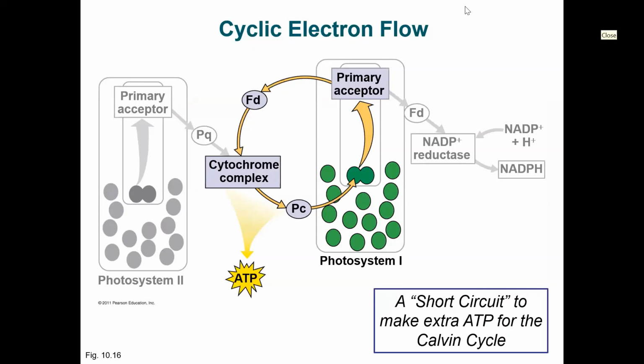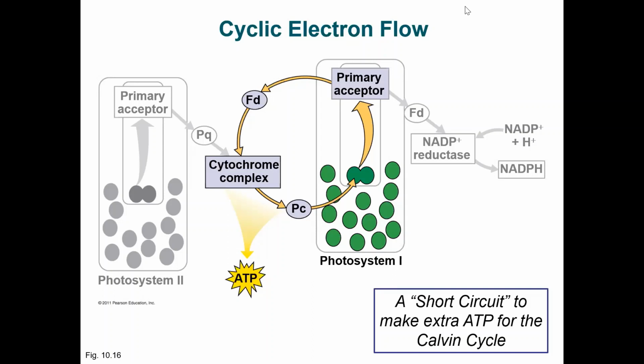What is cyclic electron flow? Well, sometimes the cell just wants extra ATP, right? So it can take those electrons, and rather than putting them back on the NADPH, it just cycles them back through. And so when you've got that electron transport chain, all you're doing is using those energy electrons to pump and make more ATP, because we need more ATP for the Calvin cycle than we do NADPH.